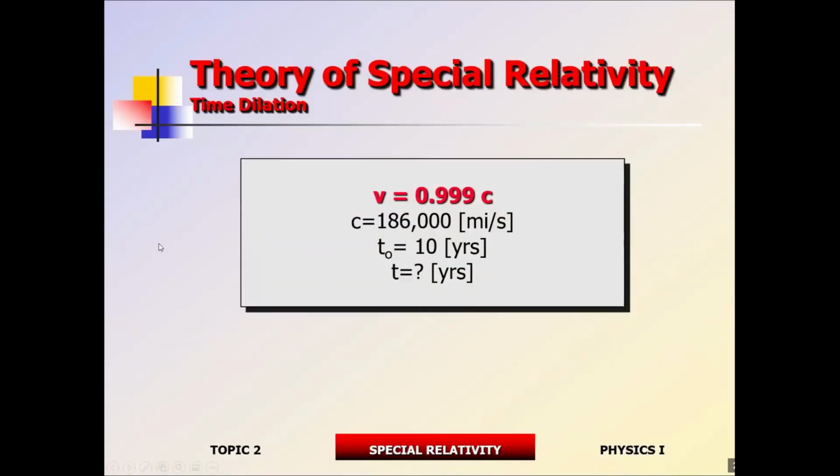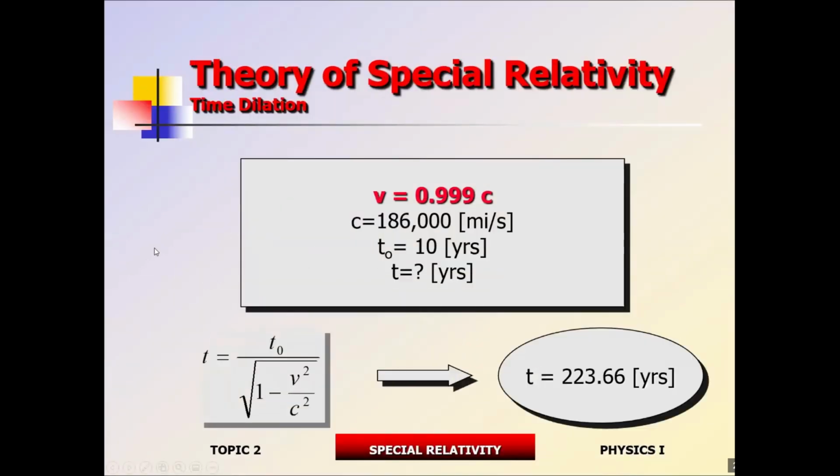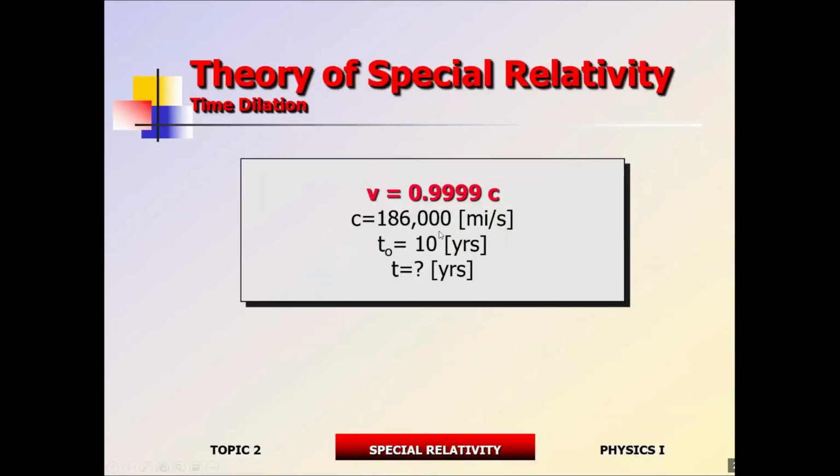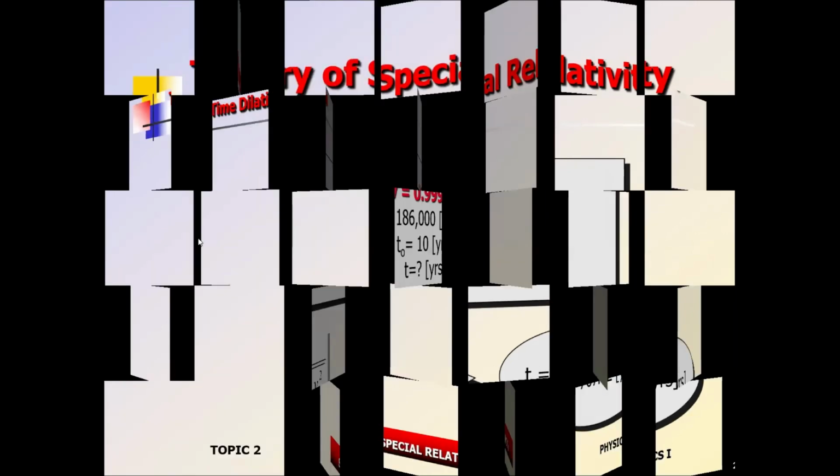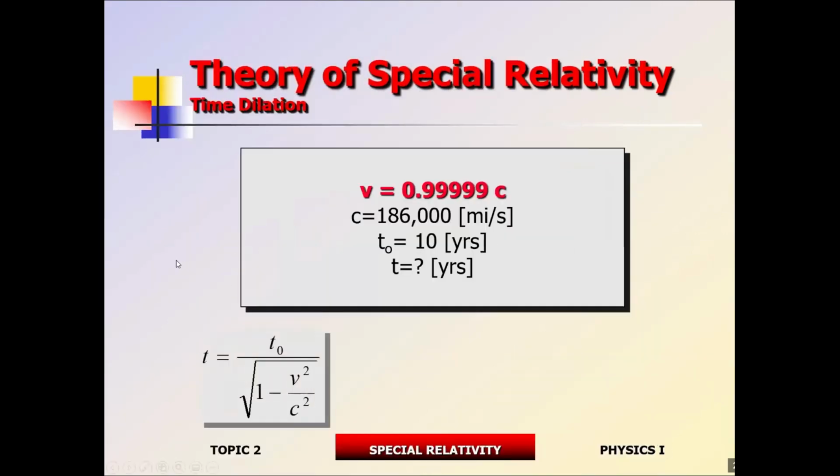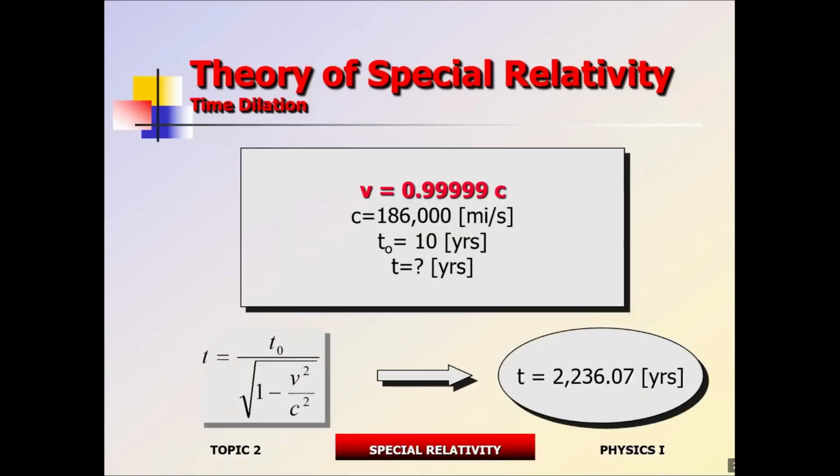At 99.9% of the light speed, within 10 years, you can leap 223 years into the future. At 99.99% of the light speed, within 10 years, you can leap 700 years into the future. At 99.999% of the light speed, within 10 years, you can leap over 2,000 years into the future.